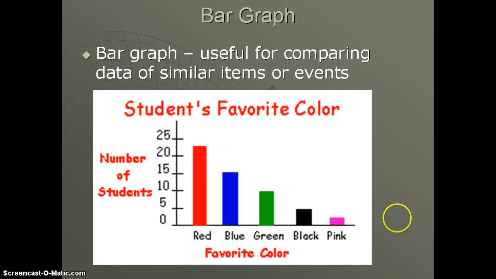Another type of graph that we won't be doing too often is a bar graph, useful for comparing data of similar items or events. So this shows us favorite color and how many students like each color. So 15 students like blue, maybe looks like 10 or 11, 10 like green, etc.